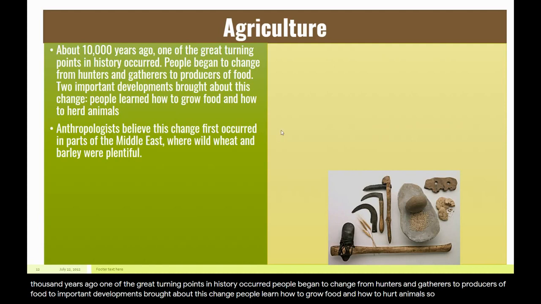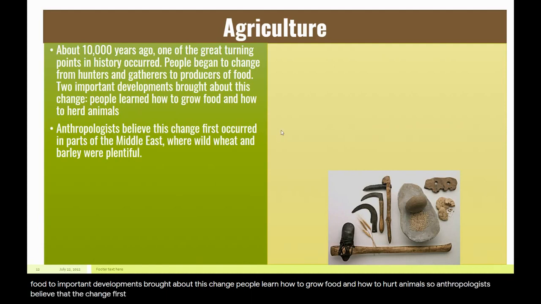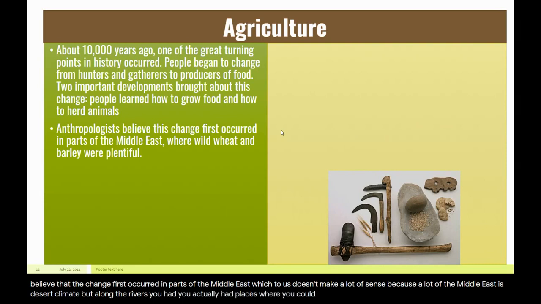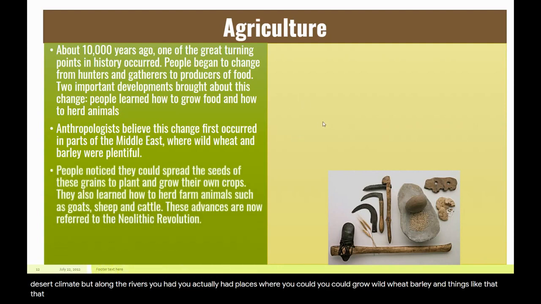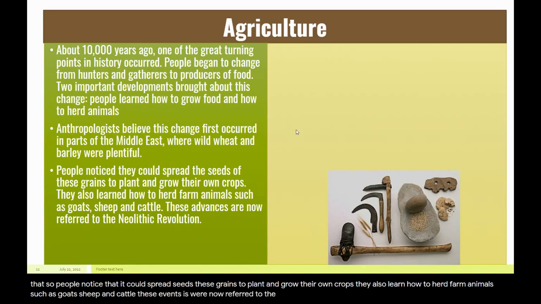Anthropologists believe that the change first occurred in parts of the Middle East, which to us doesn't make a lot of sense because a lot of the Middle East is desert climate. But along the rivers, you actually had places where you could grow wild wheat, barley, and things like that. So people noticed that they could spread seeds of these grains to plant and grow their own crops. They also learned how to herd farm animals such as goats, sheep, and cattle. These advances are now referred to as the Neolithic Revolution.